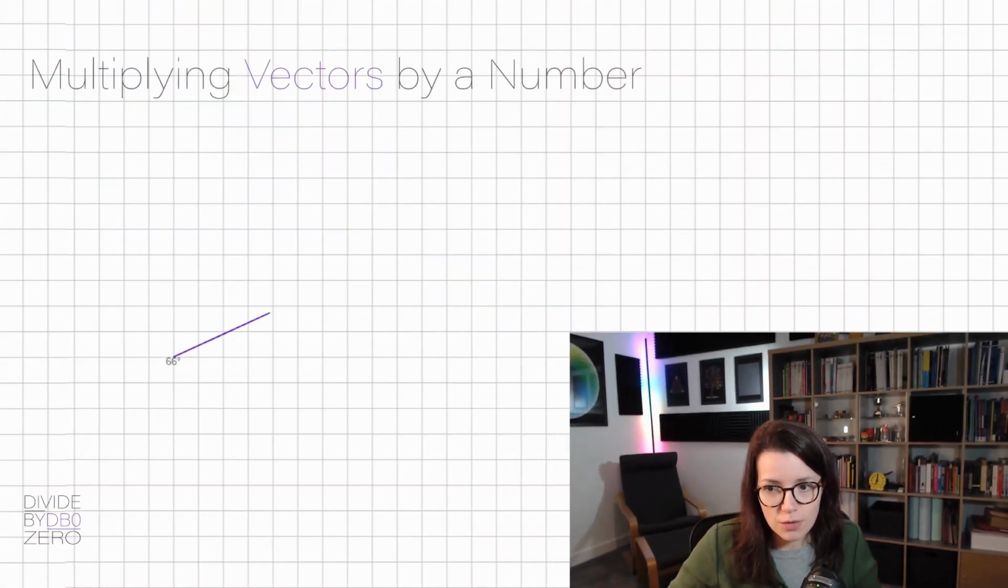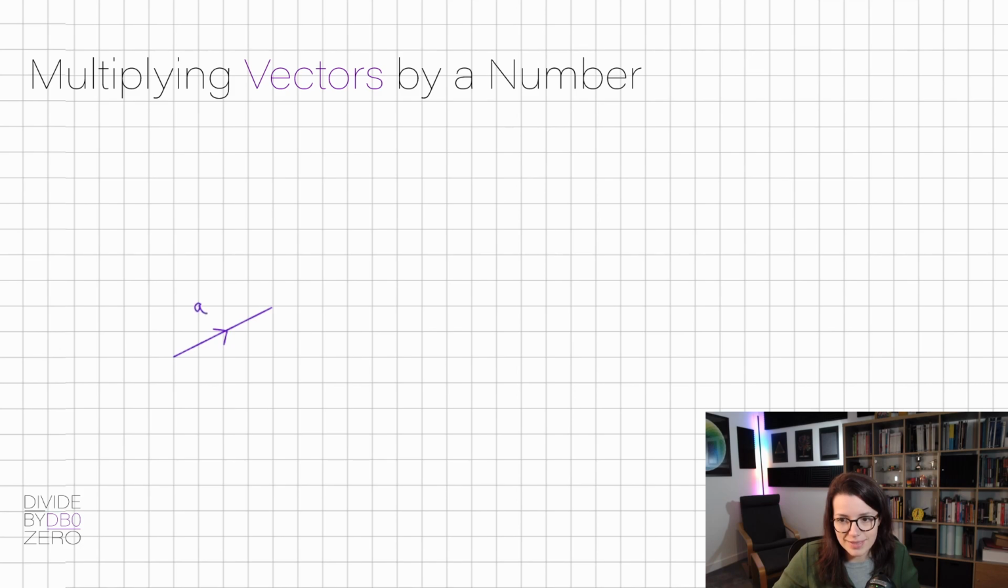Now that we know how to represent vectors, let's see what happens when we do some operations with them. So let's start with multiplying them. What happens when you multiply a vector by a number? If we start with this vector, I'm going to call it lowercase a, and this vector here, as a column vector again, is 4, 2. Now I want to times that vector by 2. So I'm going to write that as 2a.